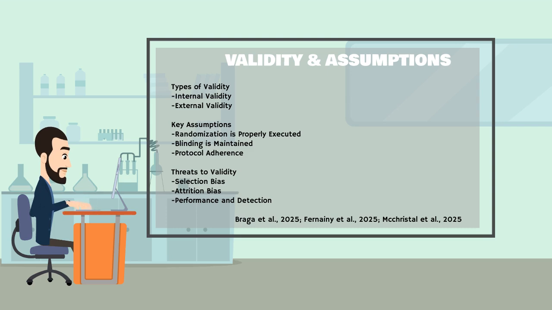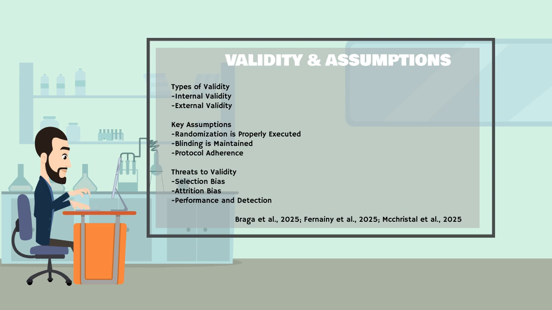Internal validity refers to how confident we can be that the outcomes are actually caused by the intervention and not by other factors. It depends on how well the trial is designed and executed. External validity deals with generalizability, whether the findings can be applied to other populations, settings, or real-world practice.